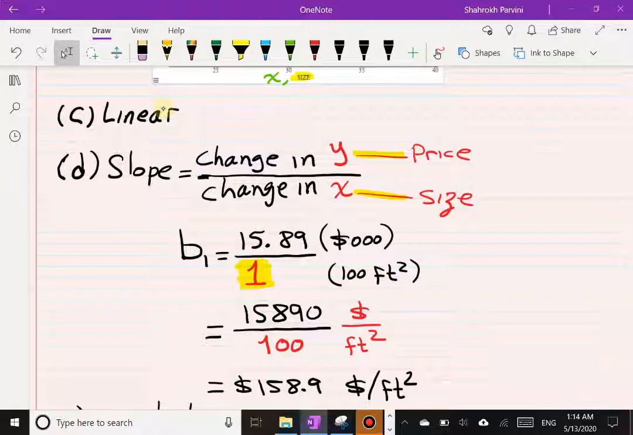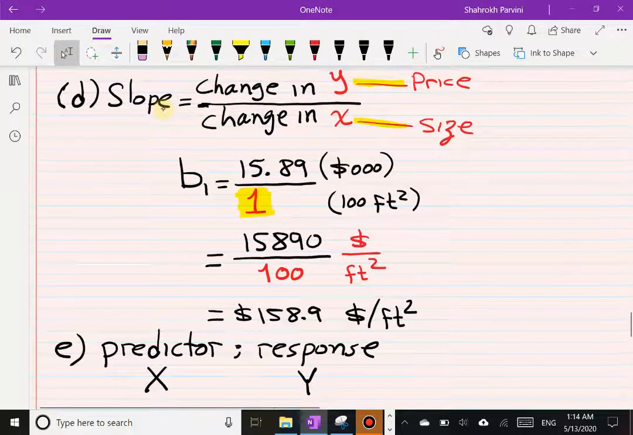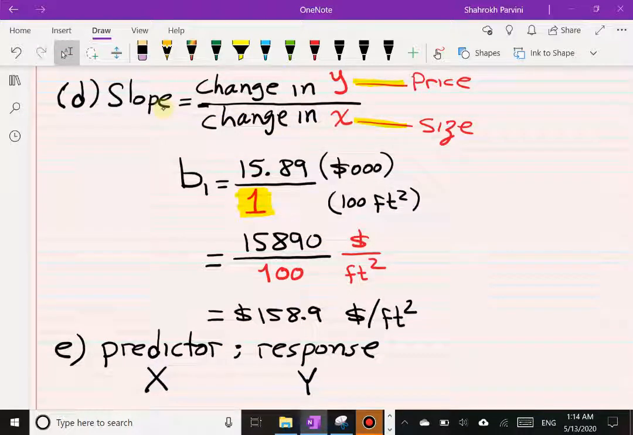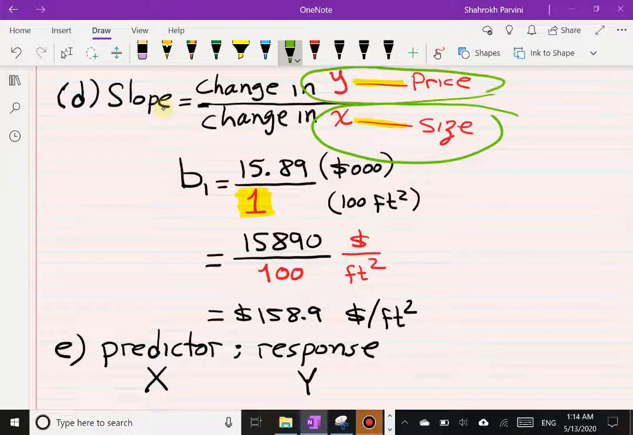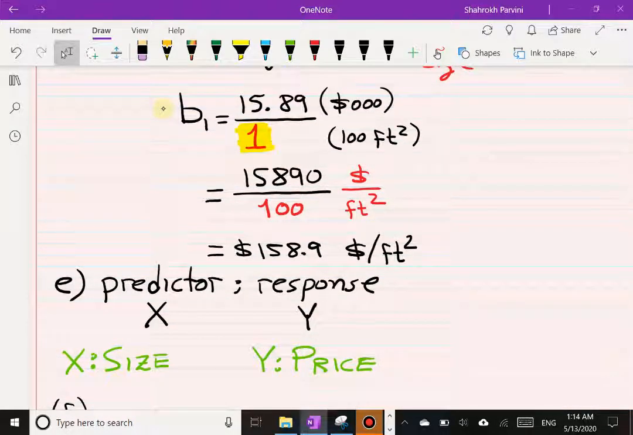So again, slope we always interpret. Now, part E said identify predictor and response. Remember, predictor is X, response is Y. And right in here, we know what those are. X is size, Y is price. True? So I went ahead and wrote that. Our predictor is size and our response is price. Okay. Done with that exercise.